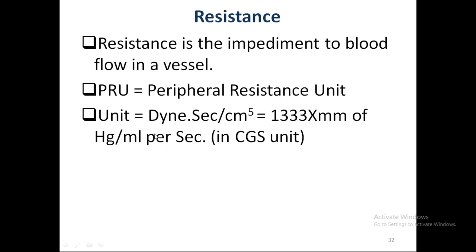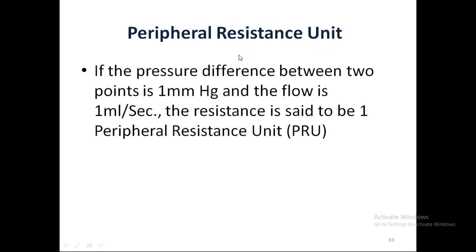Now, what is resistance? Resistance is the impediment to blood flow in a vessel. The CGS unit, that is centimeter gram second unit, is used to express resistance. What is the peripheral resistance unit? Resistance is not measured by direct means. If the pressure difference between two points is 1 millimeter of mercury and flow is 1 ml per second, the resistance is said to be one peripheral resistance unit.